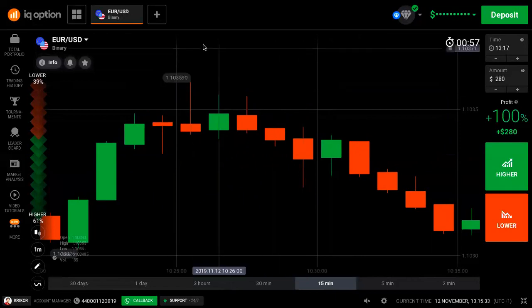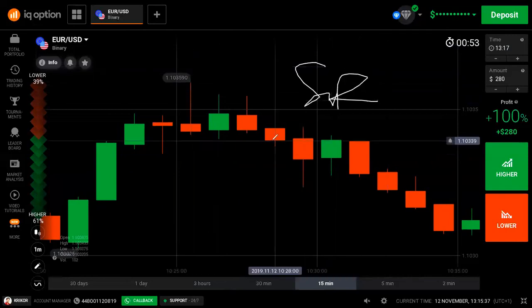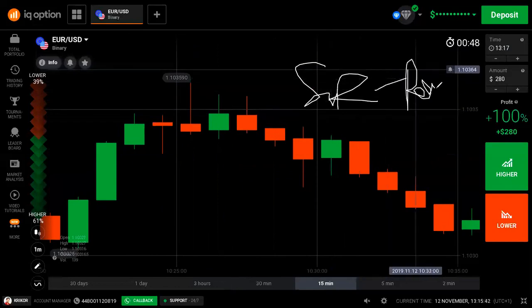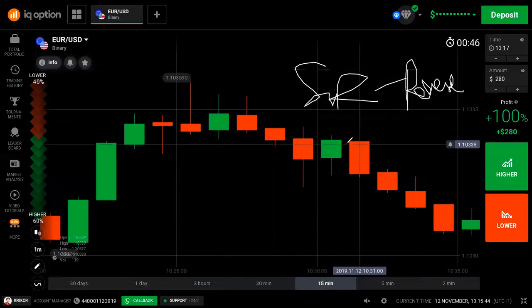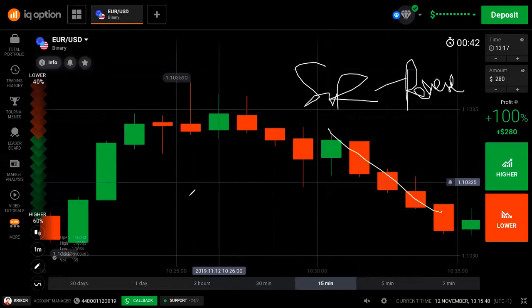Now, when you see a hammer at an SNR level, it means reversal. When you see a hammer in the middle of the trend, it means trend continuation.